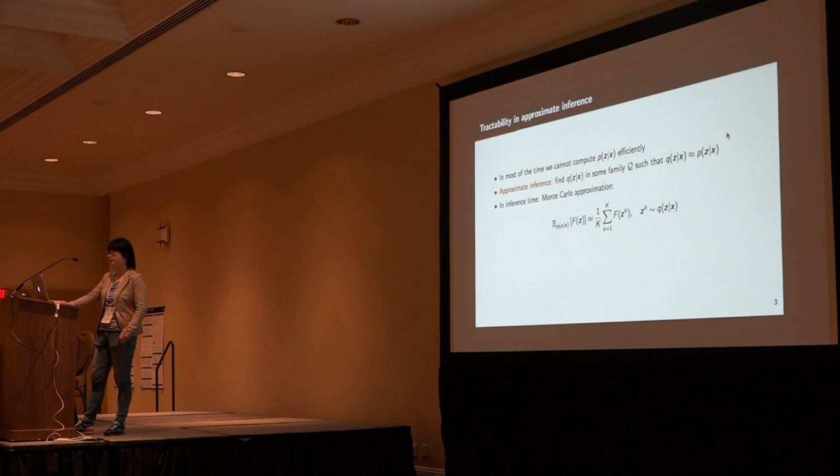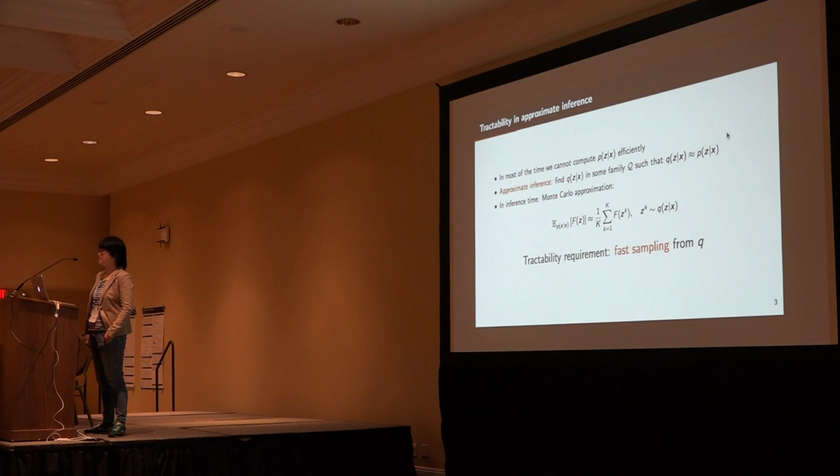In this kind of Monte Carlo approximation setup, the trainability of approximate inference basically says that because I already assume that f(z) is easy to compute, once you can obtain samples from q in a fast way, then computing this empirical average will be straightforward.